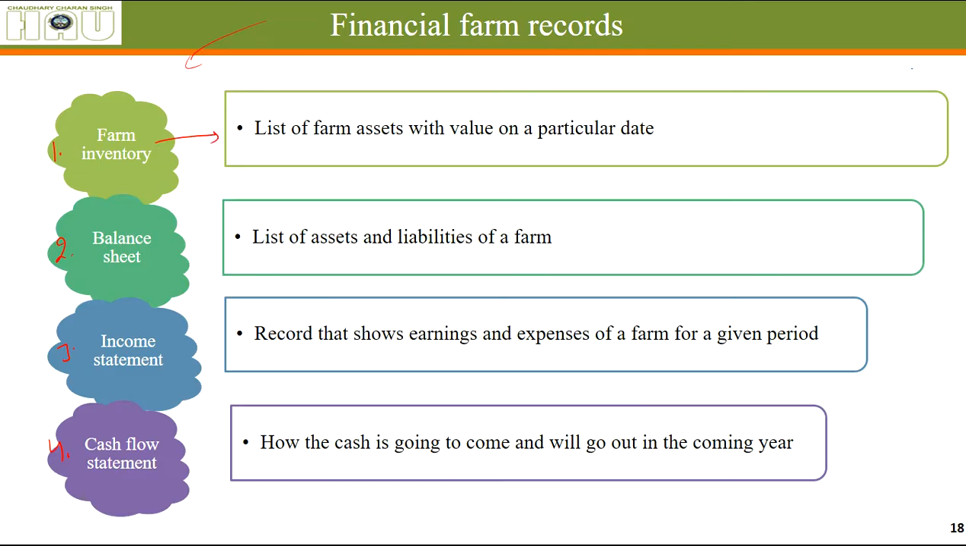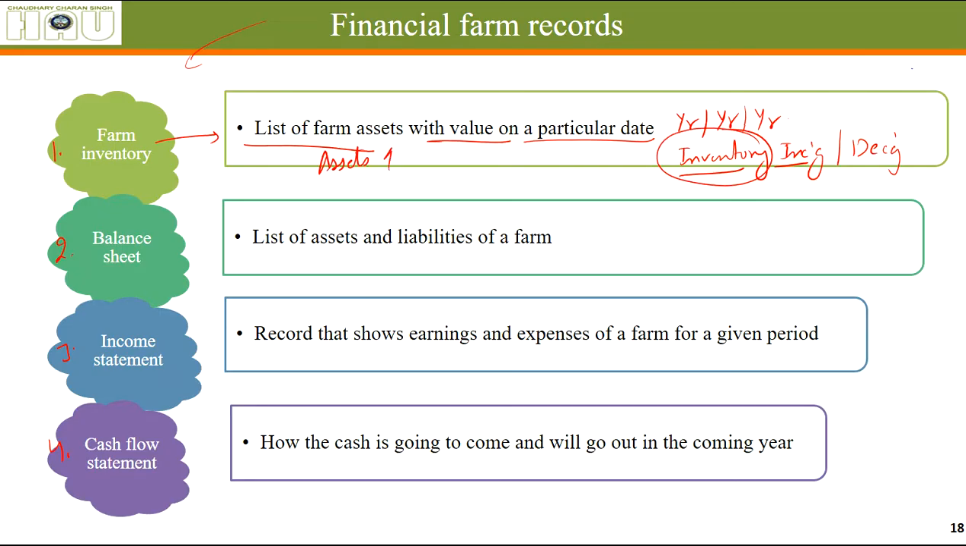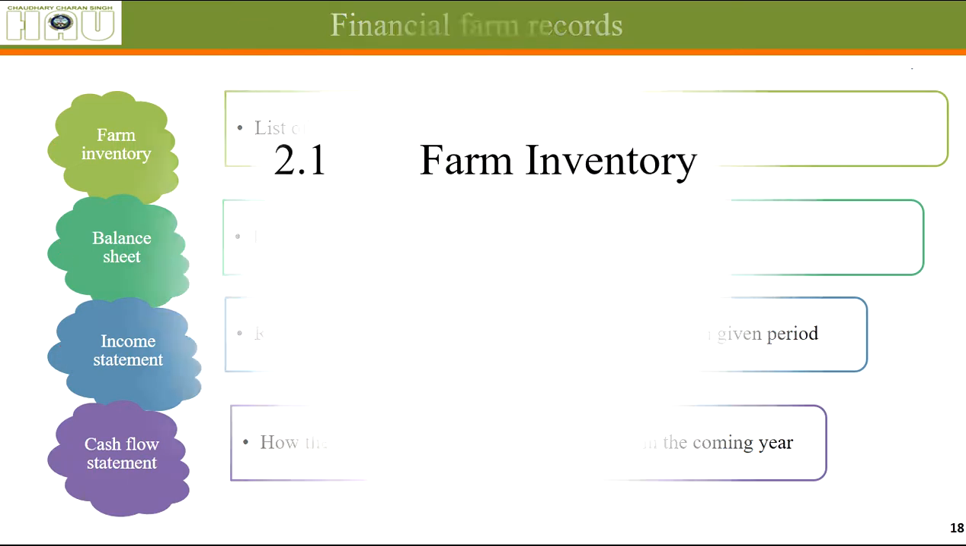What is farm inventory? Farm inventory is simply a list of farm assets that you have on your farm with their value at a particular date, so that if you keep on making it year after year, you can see if your inventory is increasing or decreasing. If it is increasing and your farming is of similar type, you are growing the same crop over the years, that means your assets are increasing, that means you have more wealth. That means you're progressing. So let's discuss it now.